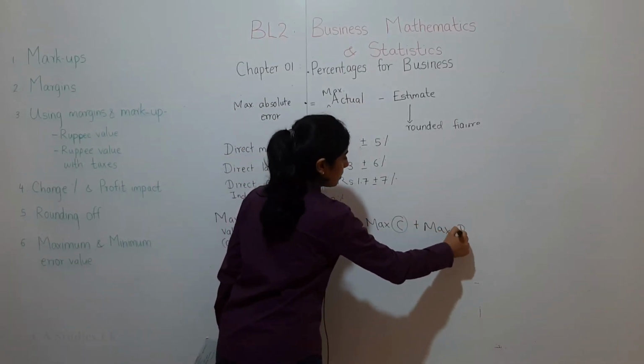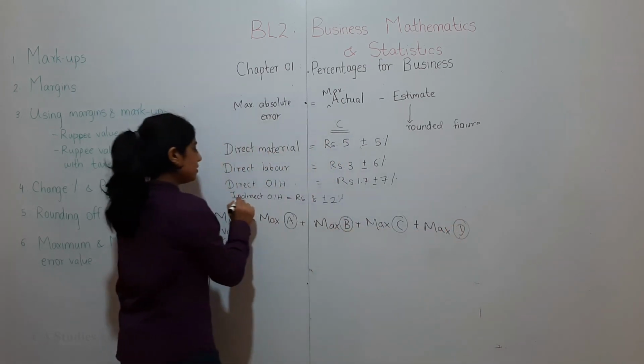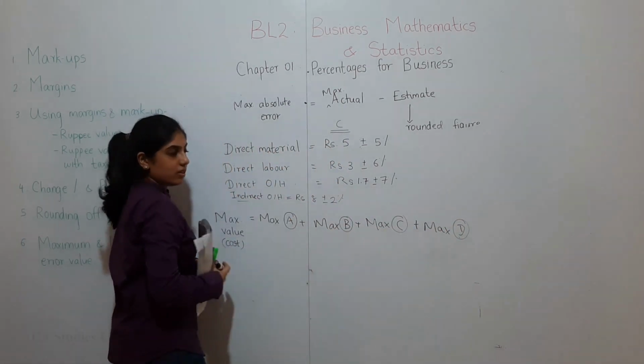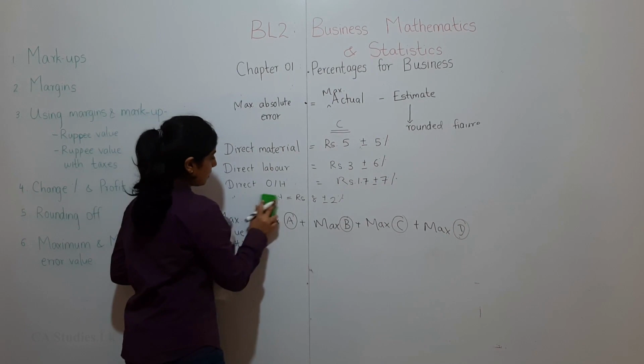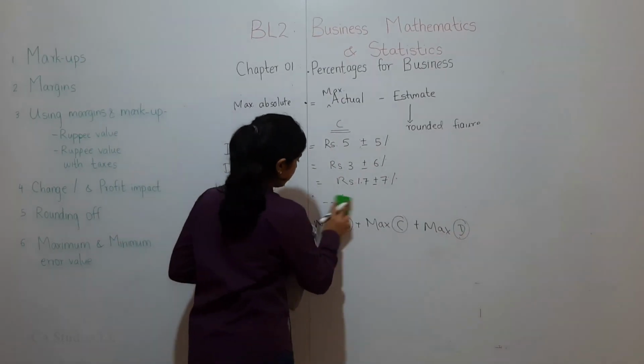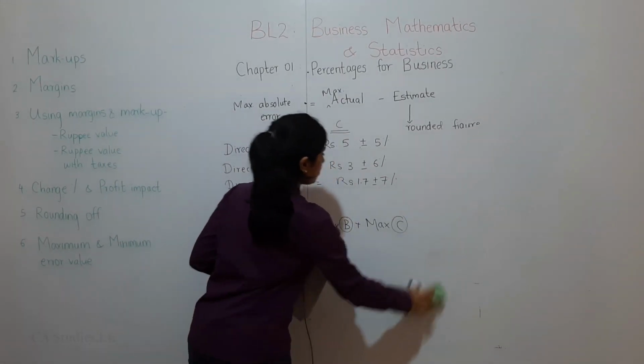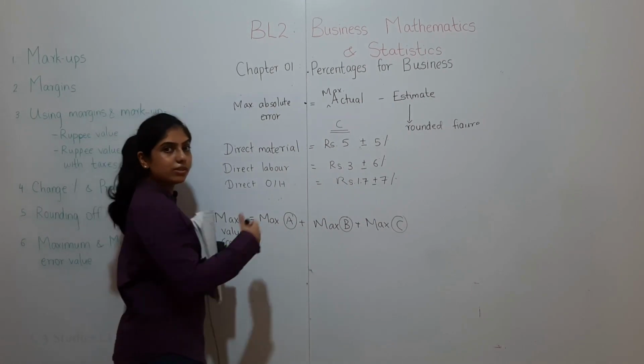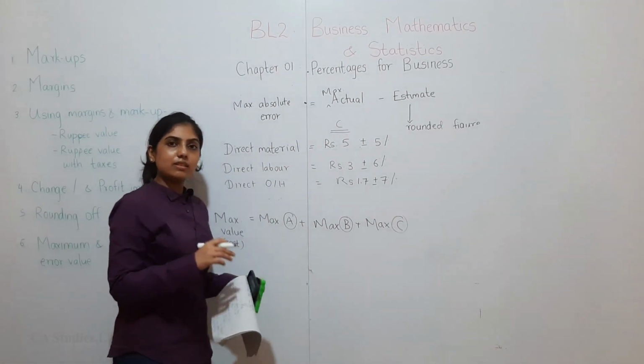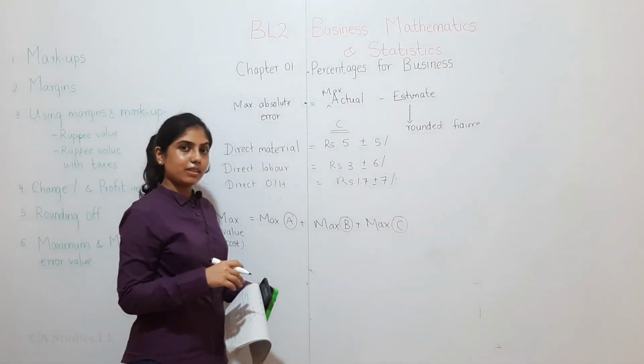Put a random number, right? D will be the indirect overhead. But they didn't give something like that, so I'm going to ignore it. But make sure to add it if they give more than 3 items in the same category.